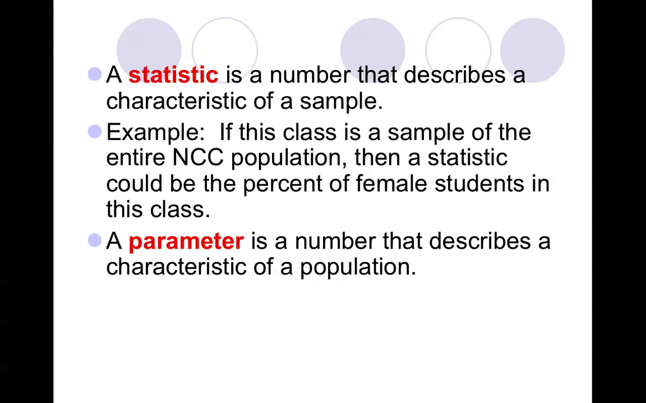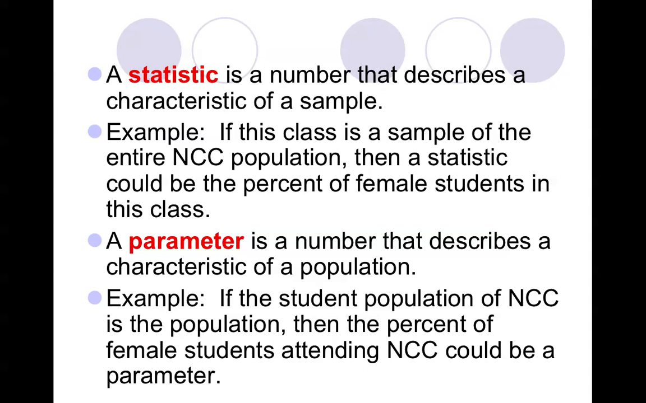On the other hand, if we're looking at a population of data, the parameter is a number that describes a characteristic of a population. So instead of looking at just the sample, now we're broadening our view and we're looking at the entire population. So let's suppose that the entire student population of NCC is considered the population that we're studying. Then the percent of female students attending NCC would be the parameter. So when you're looking at a sample, the percent of female students is considered to be the statistic. When you're looking at an entire population, the percent of female students is considered a parameter.